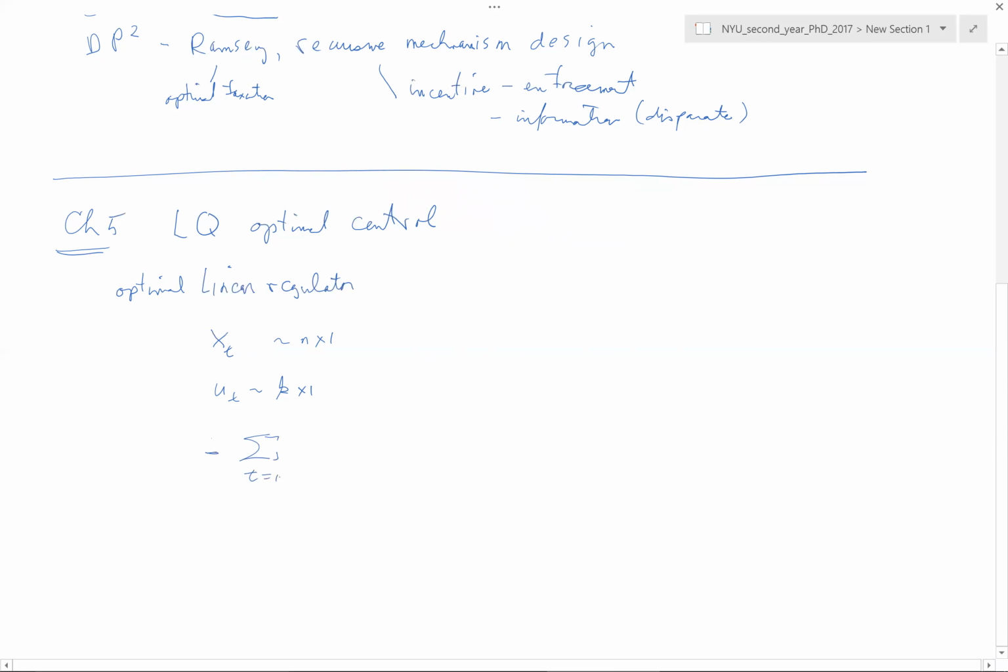It's going to be undiscounted. There's going to be no randomness in this first version. So R is a positive semi-definite matrix, and Q is a semi-definite matrix. And so the simple version of this problem is that R and Q are semi-definite.